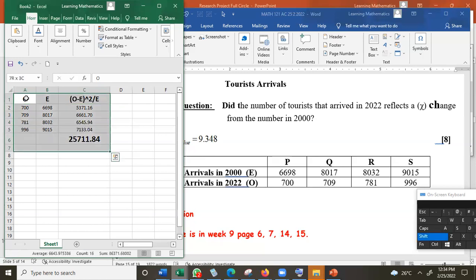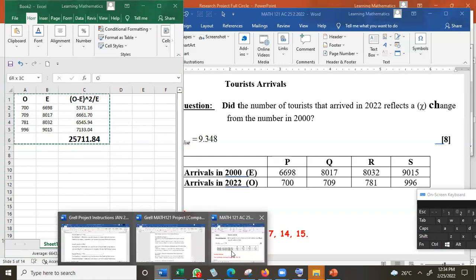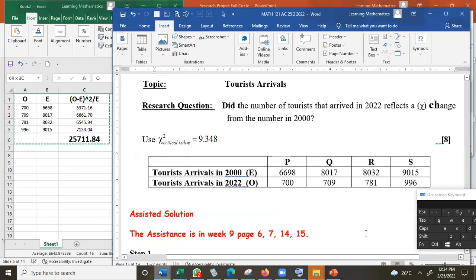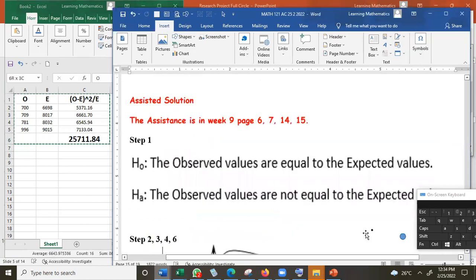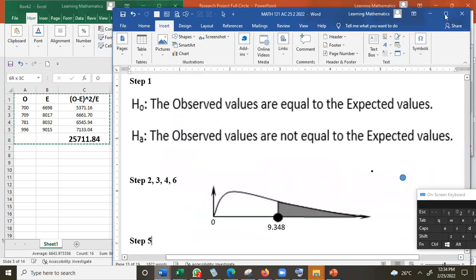After we have added all the chi-square contributions, there are 4 of them: 5371, 6661, 6545, and 7133. And this is our chi-square test statistic. We Control C, copy, and we Control V to paste. That's step number 5.